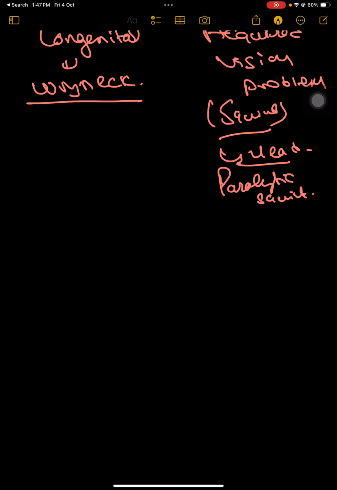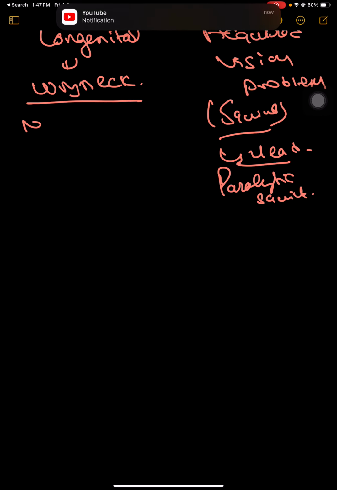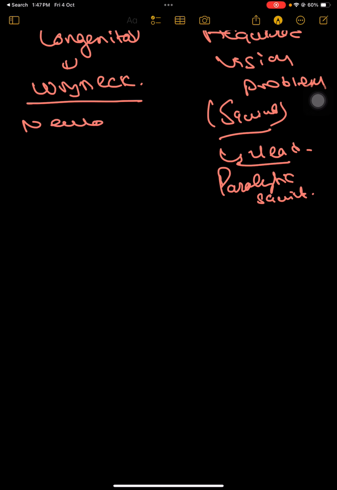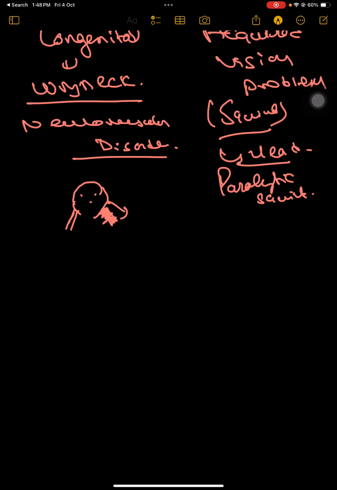Now, this is a neuromuscular disorder. So the head is bent in such a way that, suppose this is your head, the head will be bent. Suppose this is your sternocleidomastoid, one sternocleidomastoid. If this is fibrosed, the head will be turned to this side, and the chin will be turned towards the opposite side. The head will be turned towards the affected side.